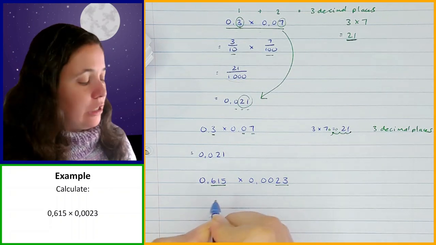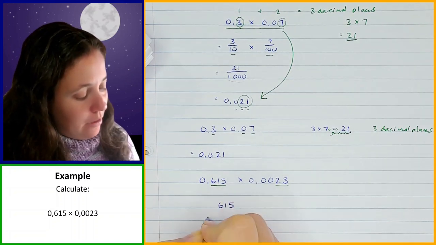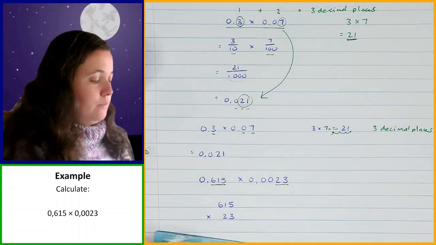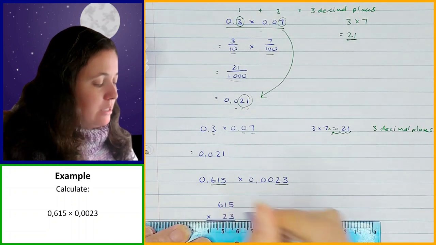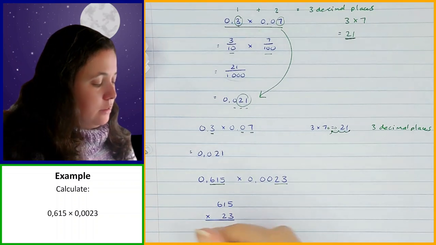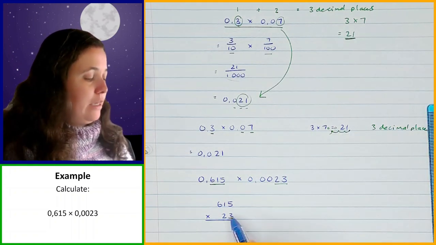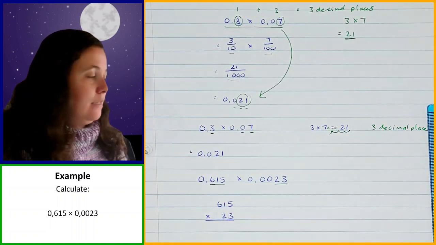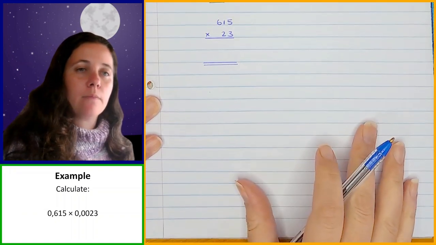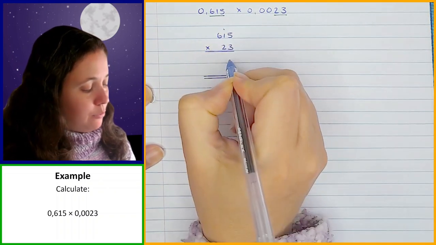Okay, so I'm going to work this out in the way that we would with any other multiplication. 615 multiplied by 23. Okay, so now, when I multiply this together, I need 2 lines there. I'm going to start with the 3 over here. 3 times 5 is 15. Okay, let me just move this up for you so you can see it better. So I've got 3 times 5 is 15. I put the 1 over here and I put the 5 over there.